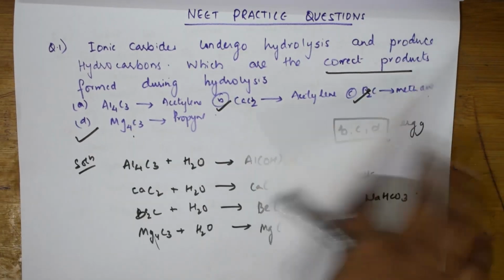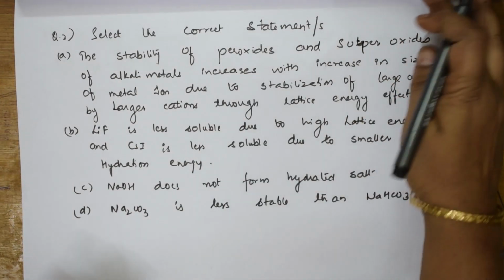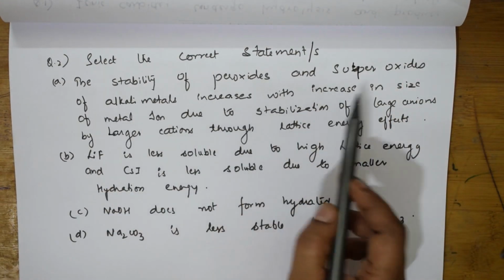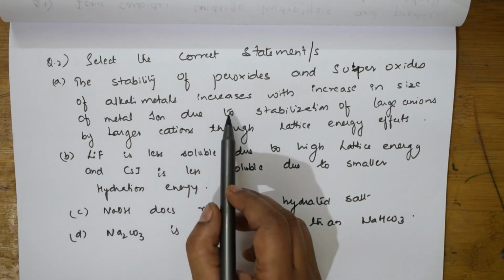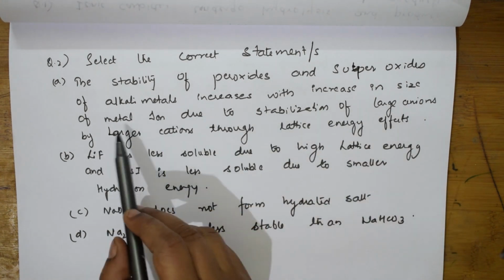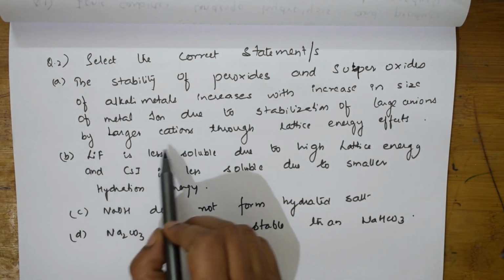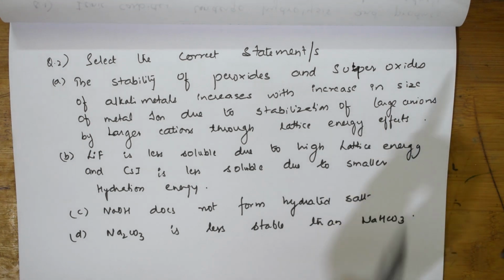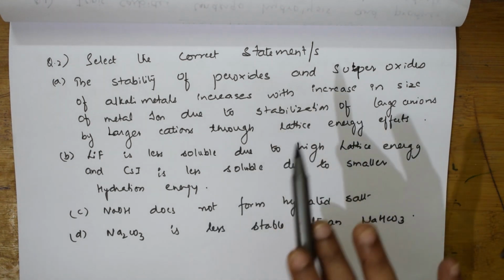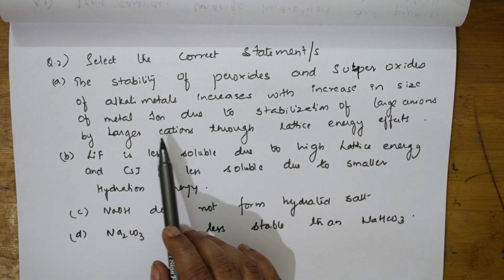In the next question, what do they give me? Select the correct statement here. The stability of peroxides and superoxides of alkali metals increases with increase in size of the metal ion, due to stabilization of large anions by larger cations through lattice energy effects. They're speaking in terms of stability of peroxides. The next one, lithium. Whether this is right or not, let us see.